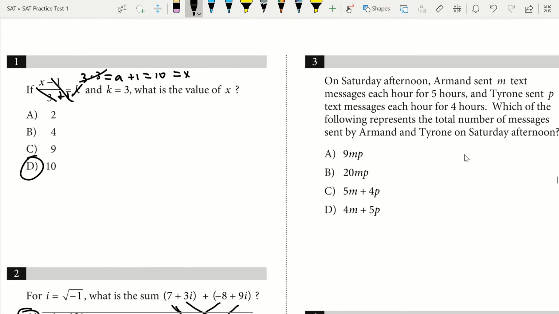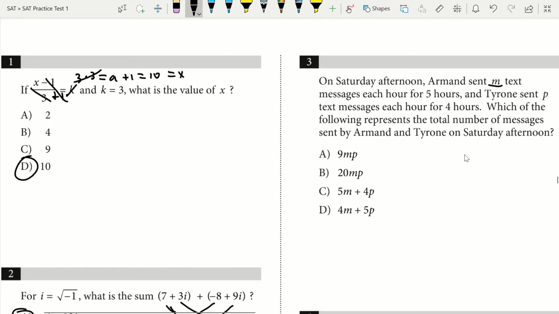Question 3. On Saturday afternoon, Armand sent M text messages each hour for 5 hours, and Tyrone sent P text messages each hour for 4 hours. Which of the following represents the total number of messages sent by Armand and Tyrone on Saturday afternoon? Where their total is going to be Armand, he spent 5 hours sending text messages at a rate of M, plus the 4 hours Tyrone spent sending messages at a rate of P. So their total together will be 5M plus 4P, which is answer choice C.